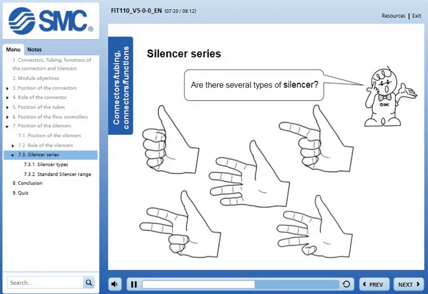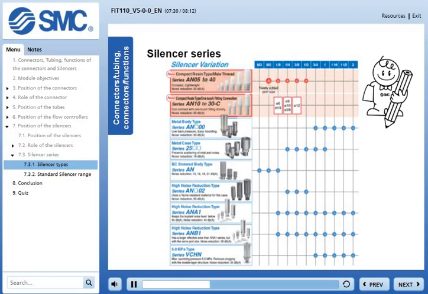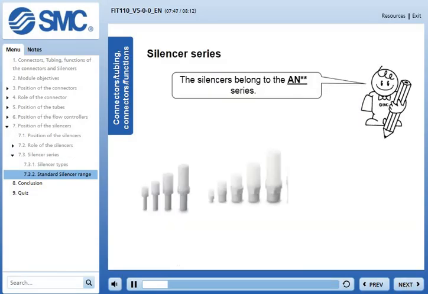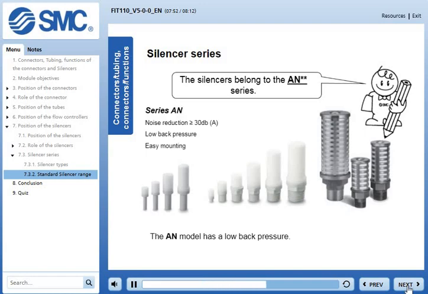Are there several types of silencer? Yes, there are several models of silencer. Standard, compact, non-clogging, in sintered bronze, extra compact for small control valves, high noise reduction for high pressures above 5 megapascals, but we will limit ourselves to the most used, the standard and compact models. The standard silencers belong to the AN series. The standard model has a low back pressure and is easy to assemble.